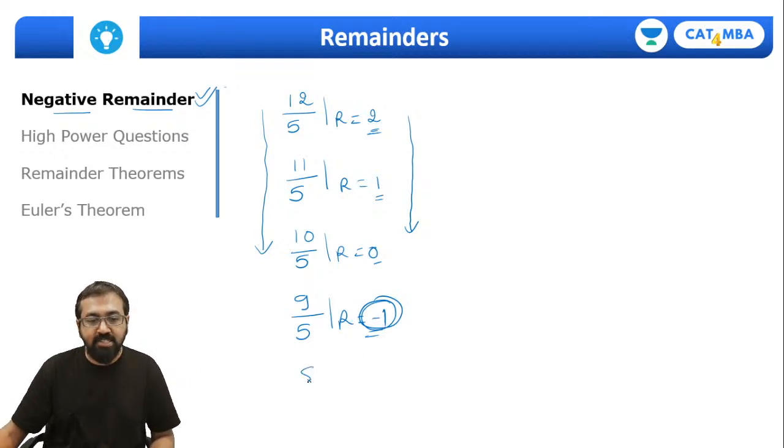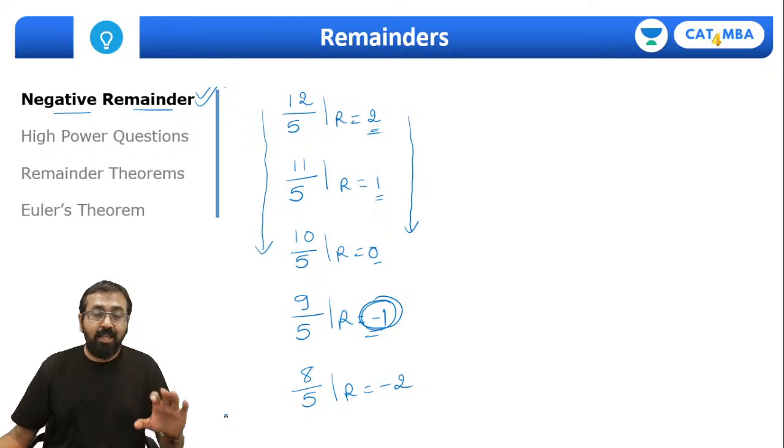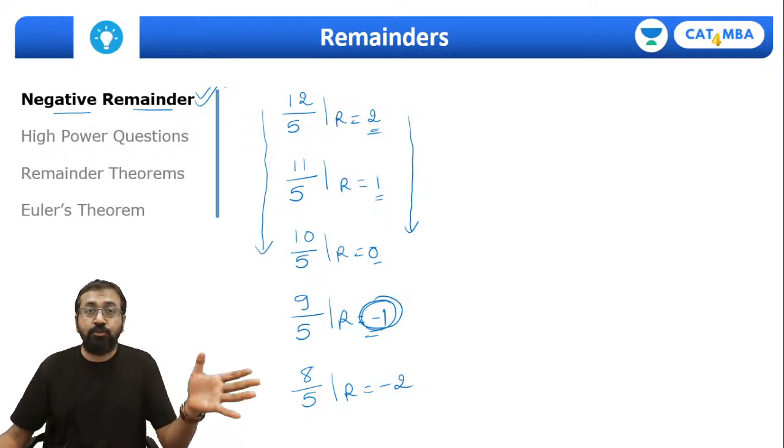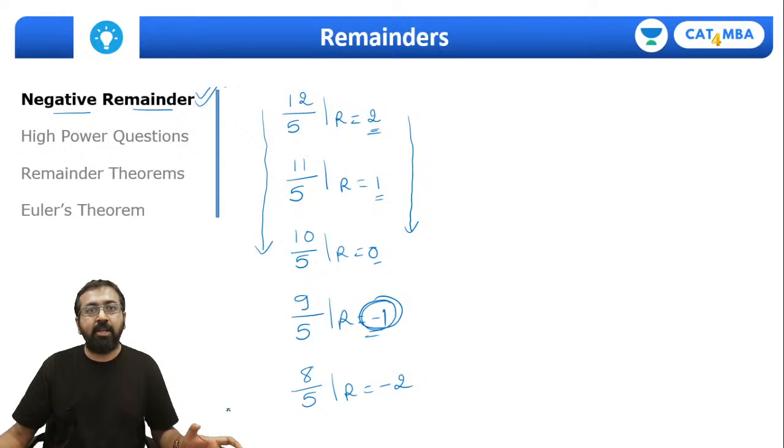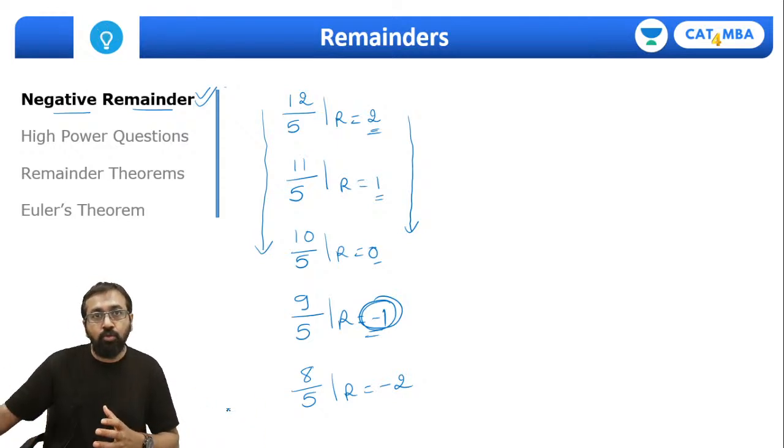In fact, if I say 8 divided by 5, what is the remainder? So I can say remainder is -2 also. But guys, in actual exam, you will not find negative remainder in the option. In case you are asked to find out remainder, the negative remainder will not be there in the option. So we will use this concept of negative remainder in order to simplify our calculation. But finally, we'll have to enter option as either 0 or positive remainder.